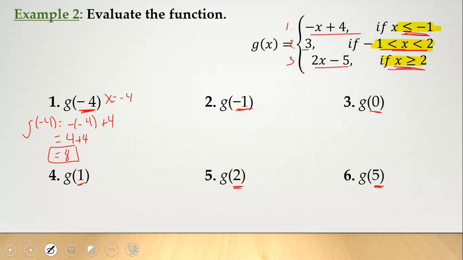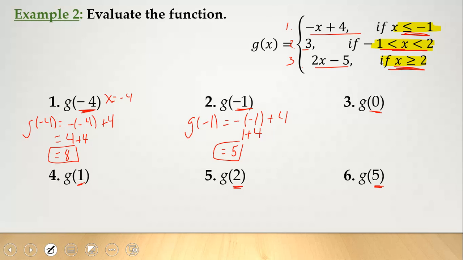Number 2, your x value is negative 1. That's a tricky one because it's part of your boundary points. So it could be either equation 1 or 2. Well, equation 1 says you use it when x is less than or equal to negative 1. Well, negative 1 is equal to negative 1. So once again, we're going to use equation 1. So g of negative 1 is equal to negative 1 plus 4. That's equal to 1 plus 4. So that's going to be equal to 5.